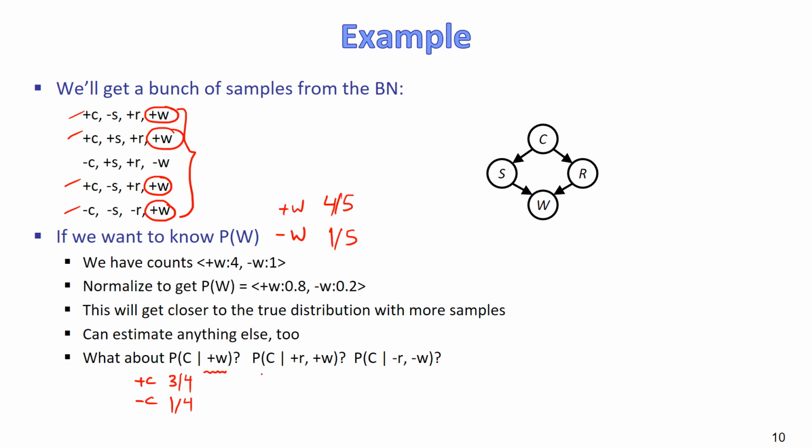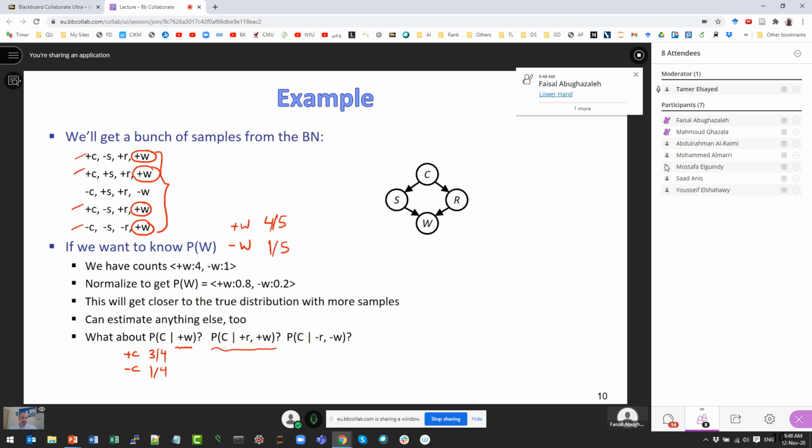Okay, how about this one? Can anyone do that with me? P of C given plus R and plus W. How would we do it? Anyone? Mahmoud?